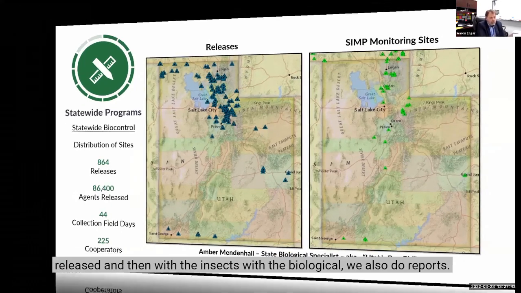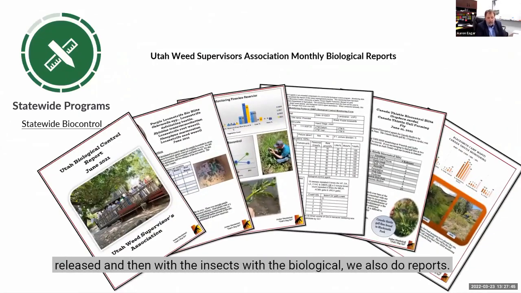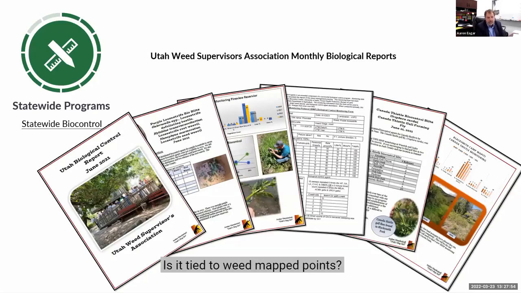And then with the biological control, we also do reports. Every month a report comes in: what was released, where it was released, is it tied to a SIMP plot, is it tied to weed map points? But again, the base of all of this is that we have to know where the point data is, where those species are.